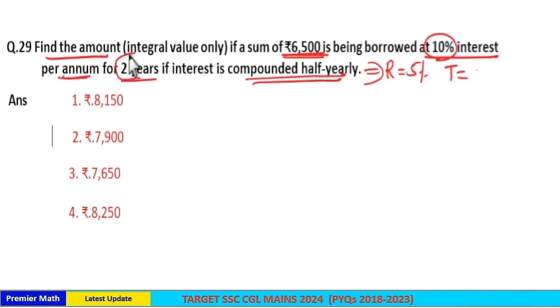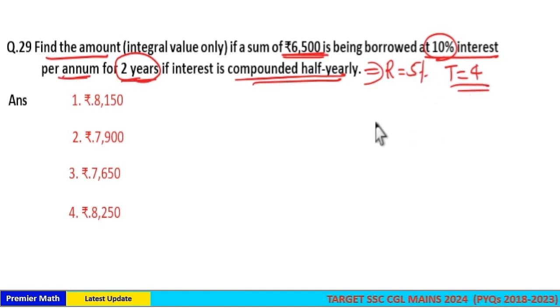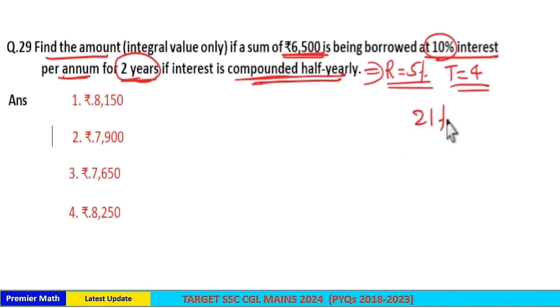And here total number of years are 2 years. There are 4 half years in 2 years. So total number of terms is equal to 4. Instead of compound interest, if I calculate simple interest for 4 years is equal to 5 into 4, 20%. But this is compound interest. So it can be around 21% because this is just 5%. So calculate it based on 21%.